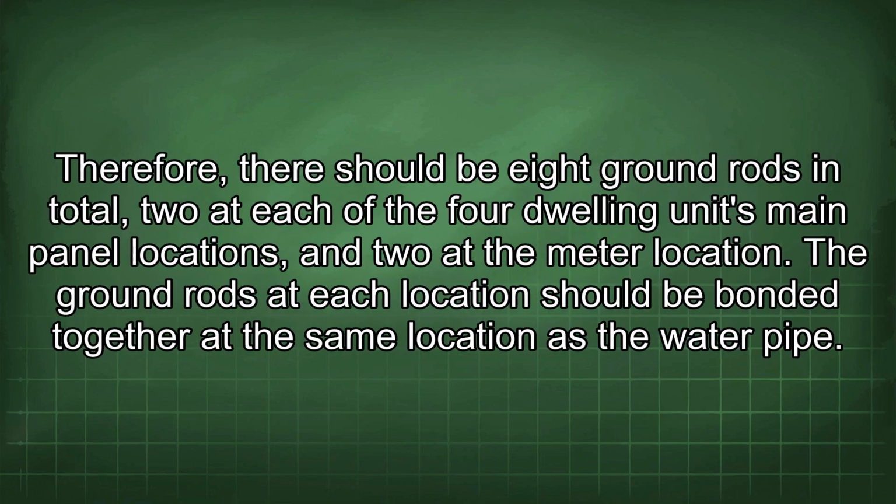Therefore, there should be 8 ground rods in total, 2 at each of the 4 dwelling units' main panel locations, and 2 at the meter location. The ground rods at each location should be bonded together at the same location as the water pipe.